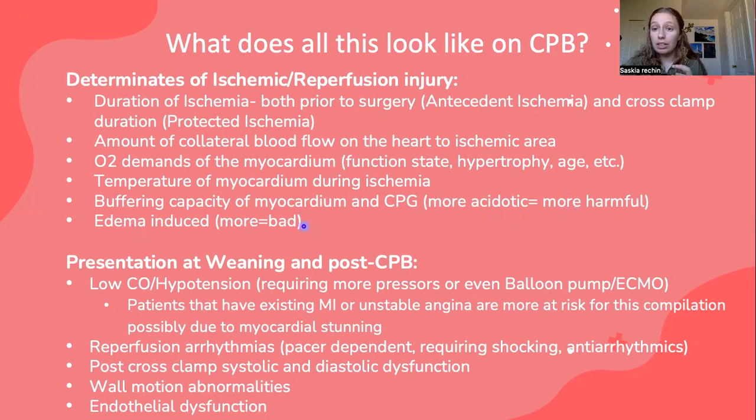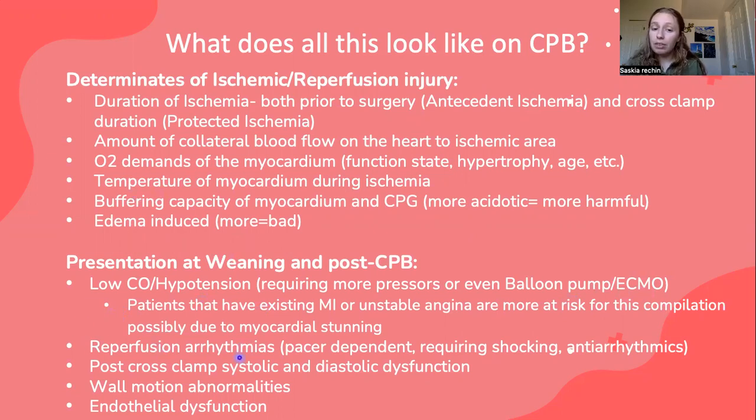So is it really, really edematous? Because then your contraction ability as well as your cell membrane permeability is really dysregulated and it can't recover as well. But overall, post-op and weaning, that's going to present looking like hypotension and low cardiac output. So how many pressors is your patient on? More is worse, right? Are you going to require a balloon pump? Do you need VA ECMO? The worse it gets, the more damage you can know that is induced on the heart.